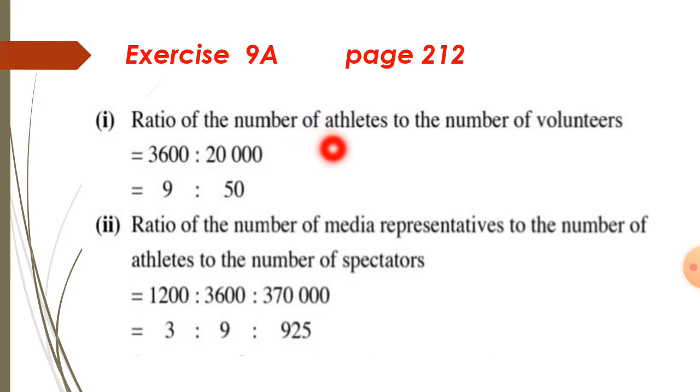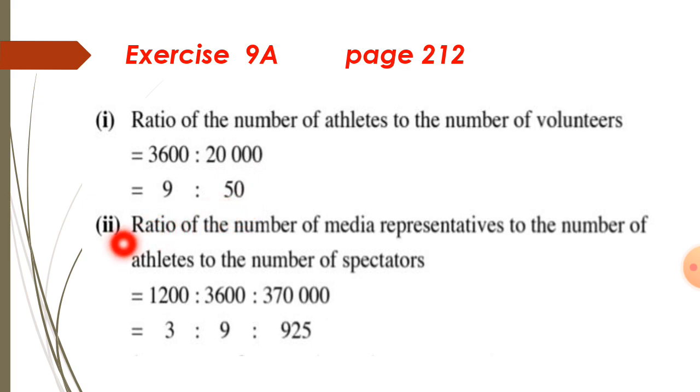The ratio of the number of the athletes to the number of the volunteers is 3,600 ratio 20,000. We are going to simplify both because these numbers are very large. It can be simplified with the table of 4. These 2 zeros are going to be cancelled with these 2 zeros, so we have only 36, and over here we have 200. So 4 9s are 36 and 4 5s are 20, and 0 will come over here. That is part 1.